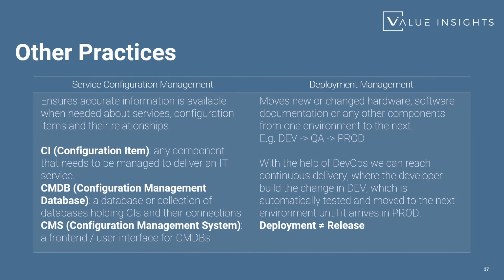Now, whether you make it available in prod for usage or not is a question of release management, as we have seen on a previous slide. But the pure movement of code and configuration is the responsibility of deployment management. Yeah, so DevOps plays a huge role here actually, huh? With the help of DevOps, we can reach continuous delivery and continuous integration, where the developer builds the change in dev, which is automatically tested and moved to the next environment until it arrives in prod.